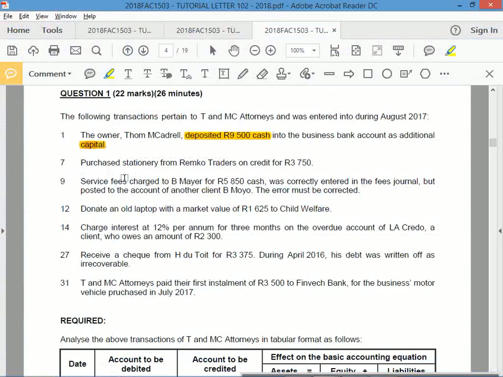Okay, next one. Purchase stationery from Renko on credit. On credit is important. Purchase stationery is important. So what am I dealing with here? I'm dealing with the liability. If it's on credit, do I owe someone something? Yes. Okay, we'll learn more about this later. I've got notes on it.